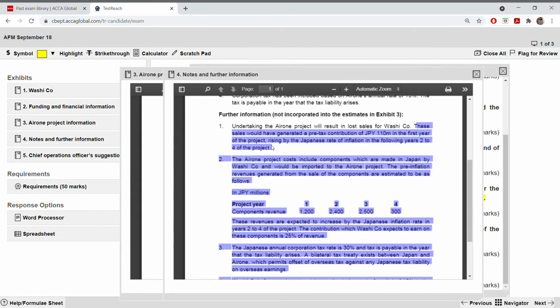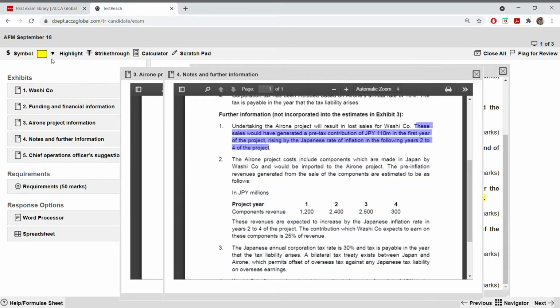Okay, wait a minute, this needs to be highlighted. We'll have a pre-tax contribution of Japanese yen 1110 in the first year of the project, rising by the Japanese rate of inflation in the following 2 to 4 years. So now you have to use the rate of inflation. Remember, further information was not incorporated in the estimates. Now you have to inflate it.